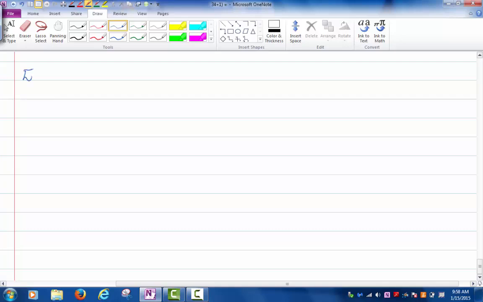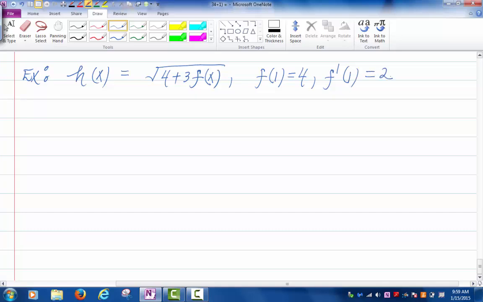Okay, so this is a problem from your web assigned homework. It says that h of x is equal to the root of 4 plus 3 times f of x, and you are given that f of 1 is 4. You're also given f prime of 1 is 2. The question is, what is h prime of 1? That's the quantity that you need to find.